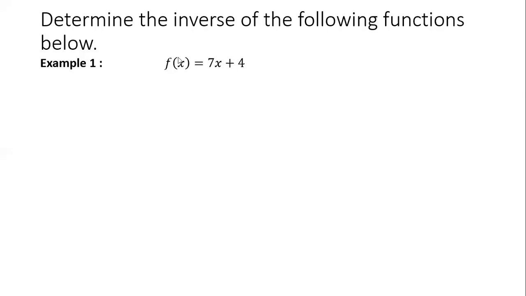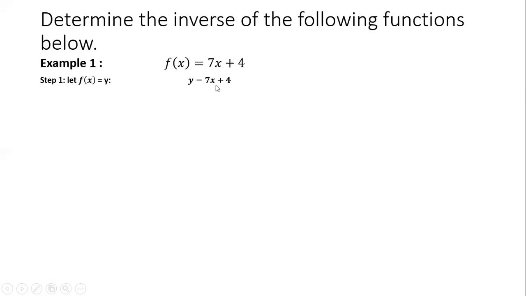Step 1, you're going to let f(x) = y. Then rewrite the function in terms of y. So this is how you would write that. So note here where f(x) was, we now have y. So the function is now y = 7x + 4.